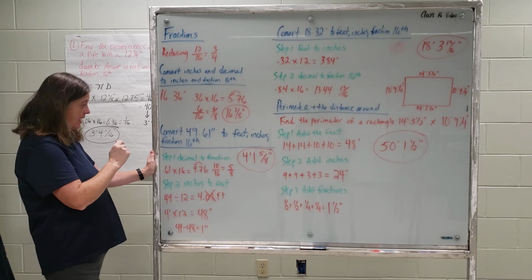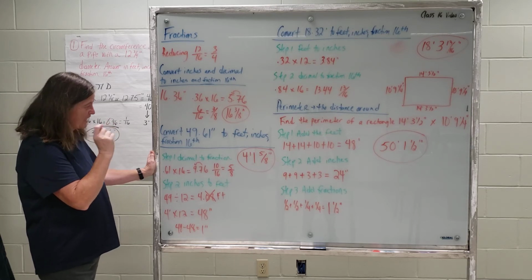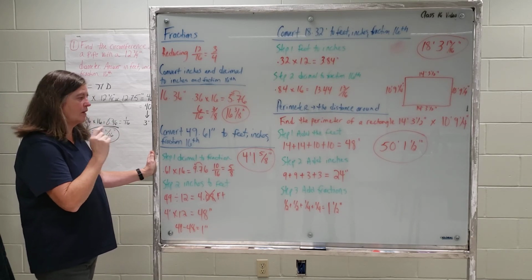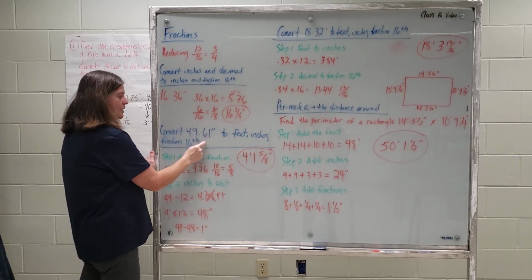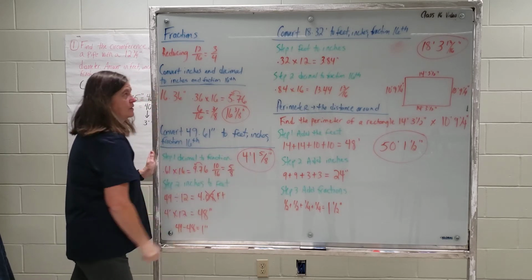So 49.61 inches is the same as 4'1" and 5/8. Okay? These numbers are important because a lot of your blueprints are gonna look like this, and you have to get it to your tape measure.